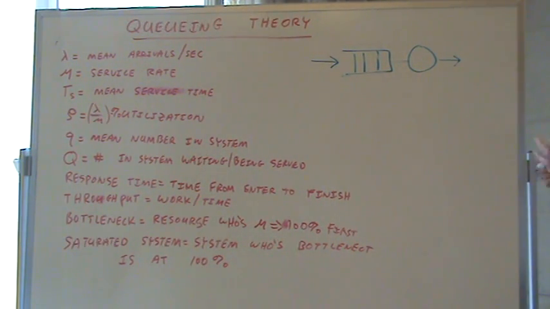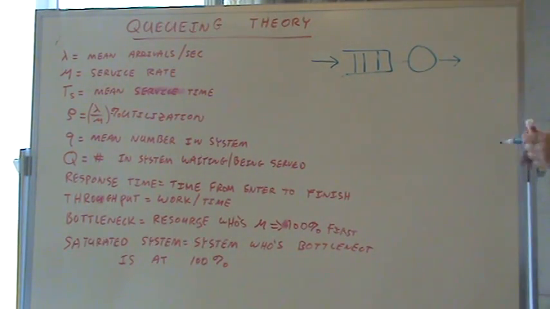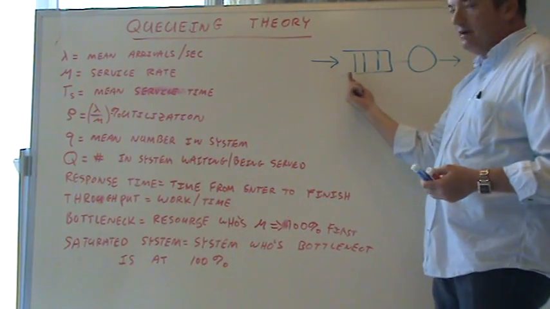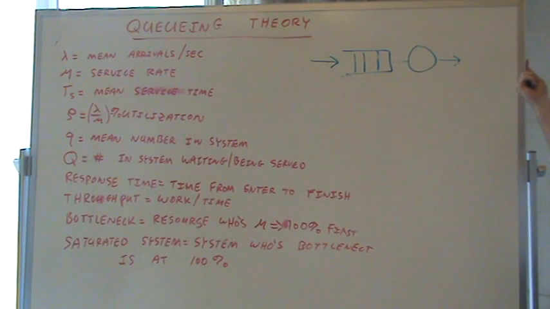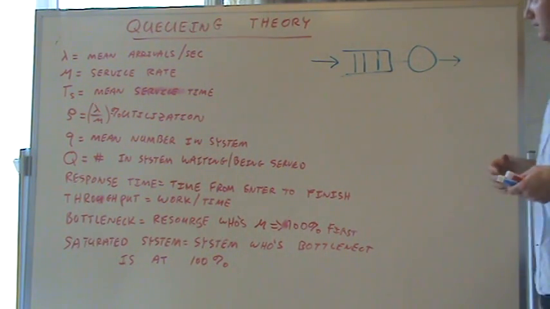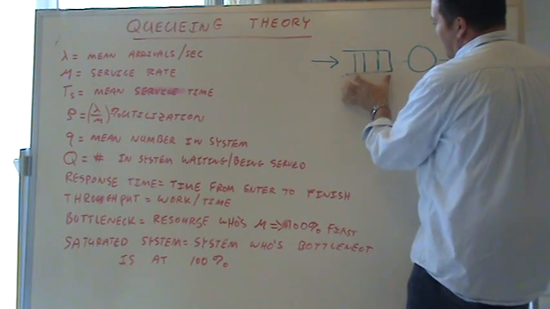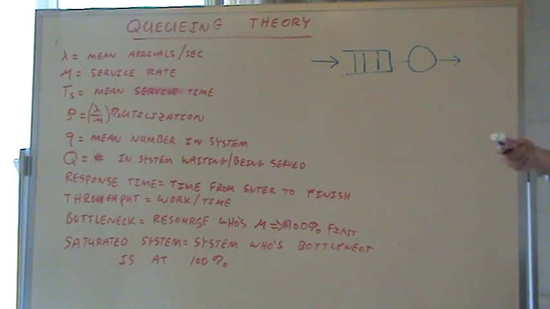We want to know how much time it takes for us to get from the point where we arrive at the queue to the point where we exit the queue. So what's going to affect that? Well, a couple of things. How much stuff is in the queue when we arrive? Where is our position in the queue?